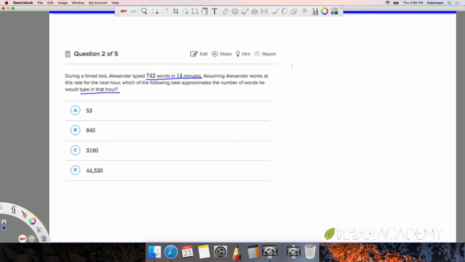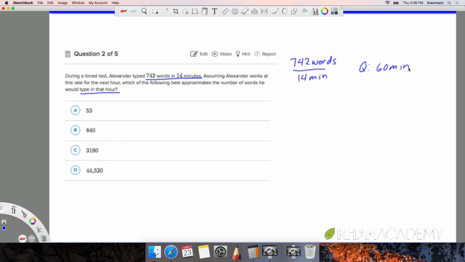Okay, so I have some information, and for me it's helpful to write down the information I have, since it just helps me better understand it. And so we have 742 words in 14 minutes, and then the question is how many words would Alexander type in 1 hour? So in this case, it's 60 minutes. Okay, so I understand the question and the information that's been given to me.